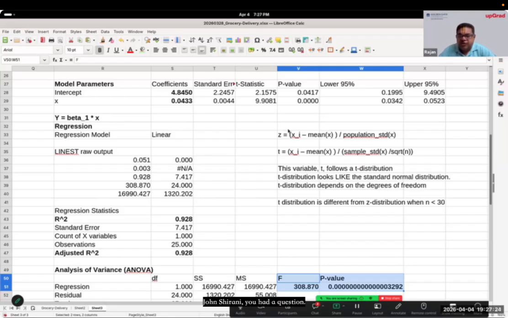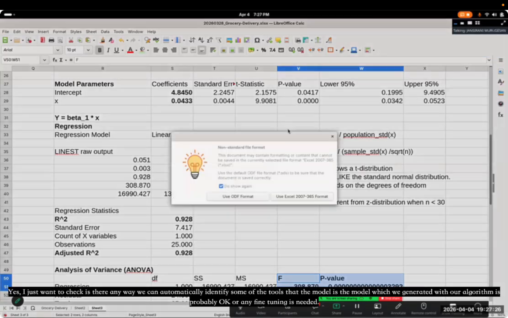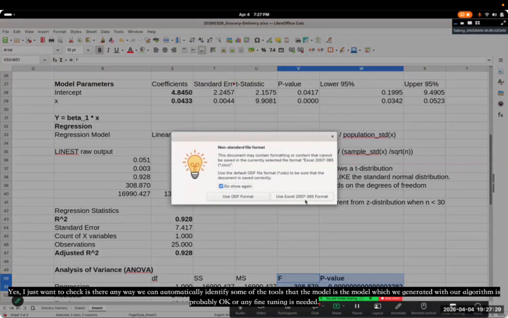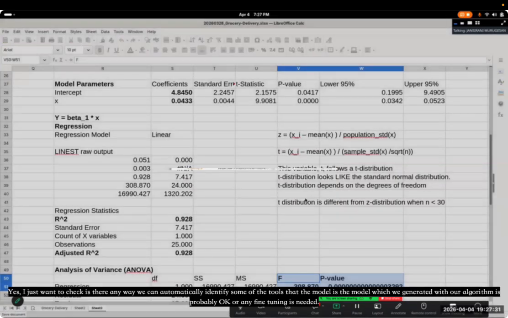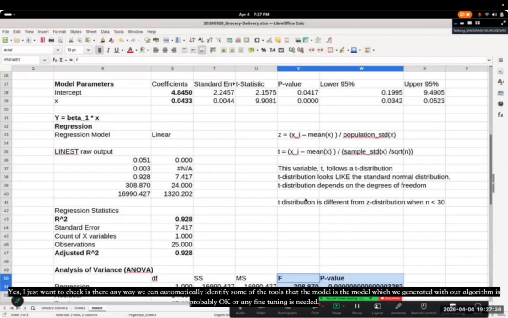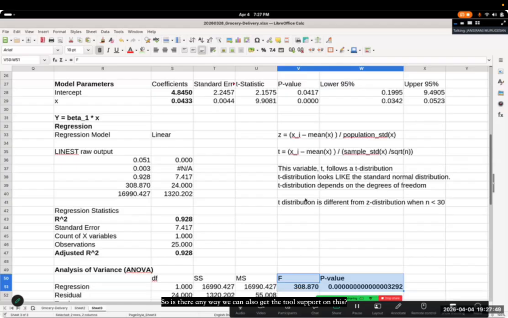Okay, please go ahead. Yes, I just want to check, is there any way we can automatically identify, using some tools, that the model which we generated with our algorithm is perfectly okay, or whether any fine tuning is needed? Right now we are determining it manually, whether the coefficients defined earlier are okay, or the latest ones are okay. Is there any way we can get tool support on this?